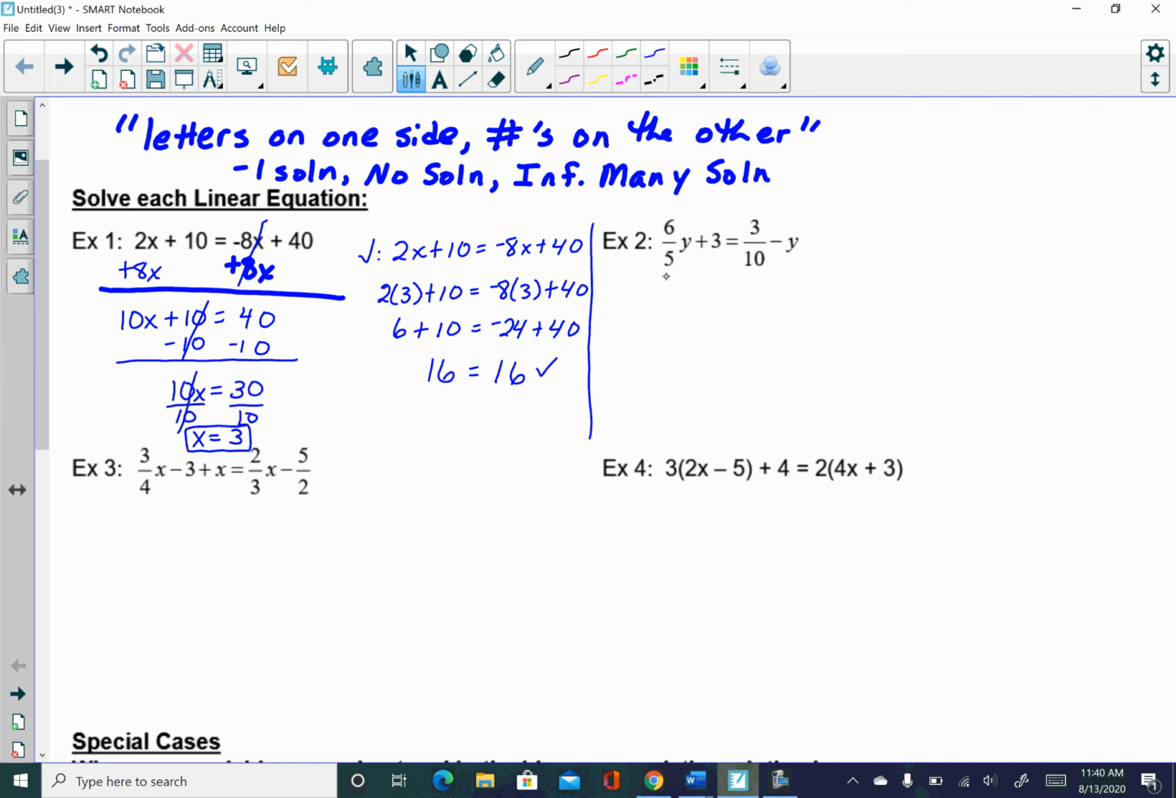So you look at all the denominators associated with the problem. And so in our case here, the two denominators are 5 and 10. And we ask ourselves, what's the number that 5 and 10 will both go into? And so they'll both go into 10. So I'm going to multiply this entire equation by 10, and that means that I multiply every single term. So I've got 4 terms here to multiply by 10.